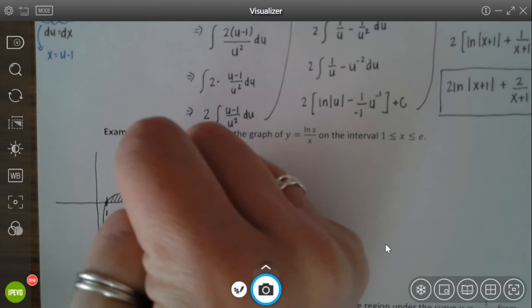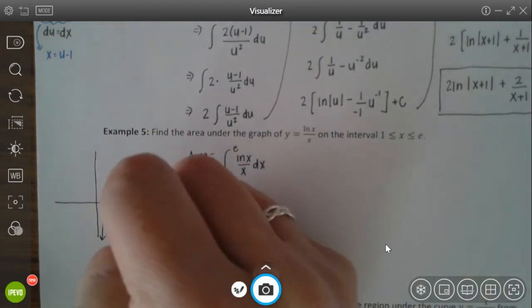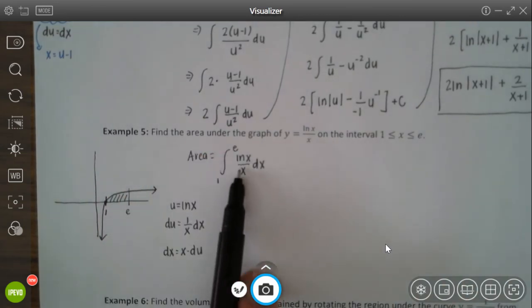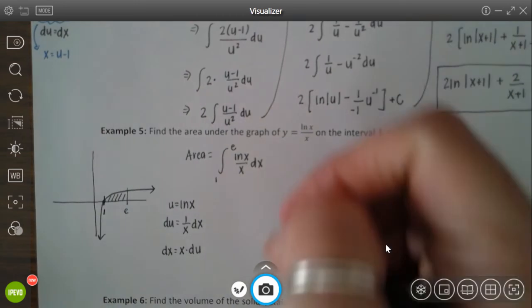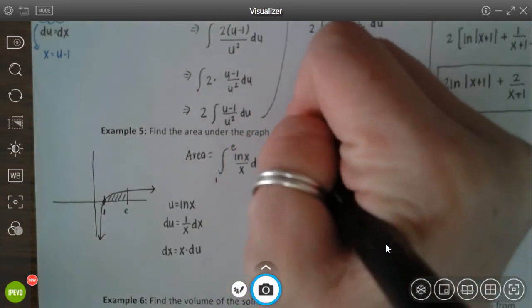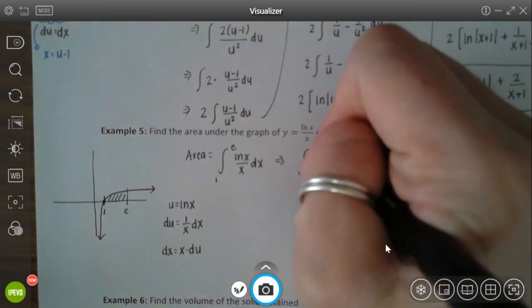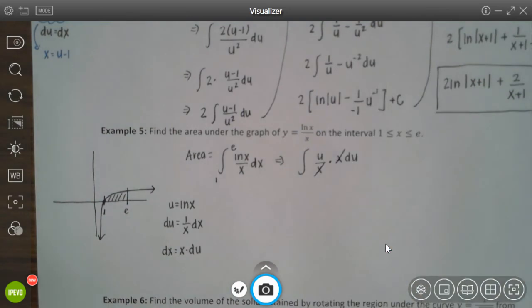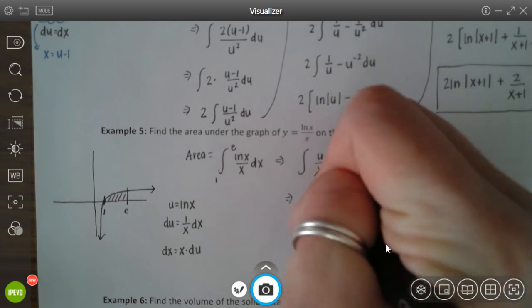Let's see what happens. du would then be 1 over x dx. And that would tell me that dx is going to be equal to x times du. So instead of substituting in for the denominator, if I substitute in for the numerator, I have that x that I'm hopefully going to cancel out with my denominator here. So let's go ahead and do that substitution. So u over x times, and my dx is x times du. And here's my cancellation that's going to happen here. So I'm going to end up with the integral of u du.